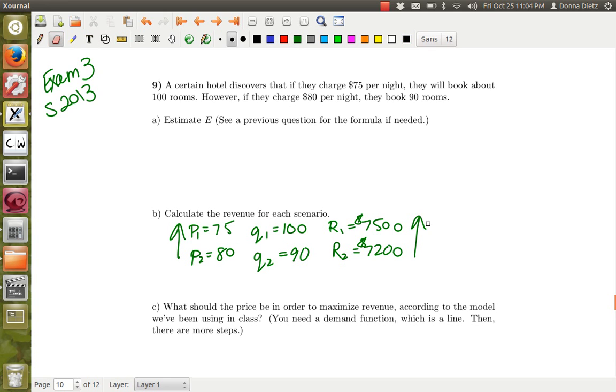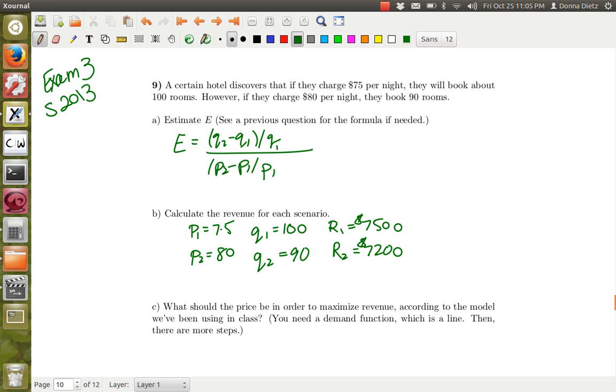And if you understand that little bit right there, you won't get this question wrong, because if you do some clerical thing wrong, you'll say, oh wait, I'm going the wrong direction. But let's go ahead and calculate E, and we can do this Q2 minus Q1 over Q1 and P2 minus P1 over P1.